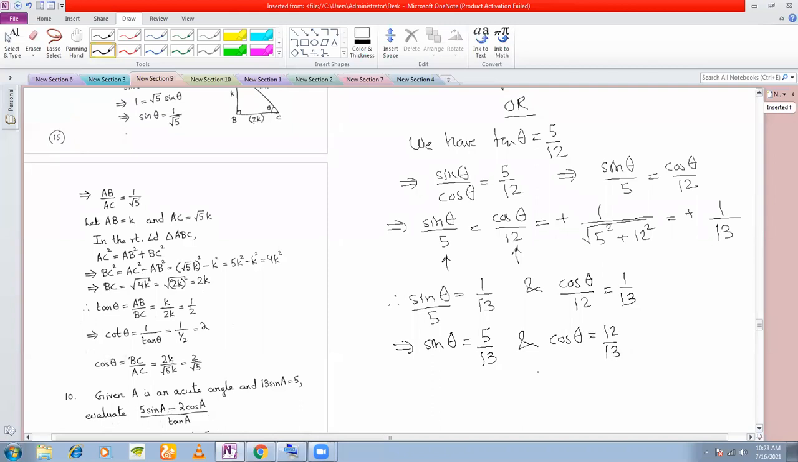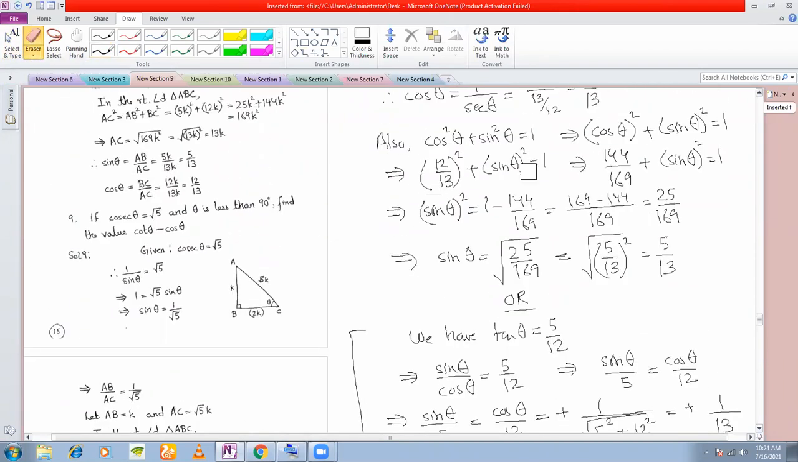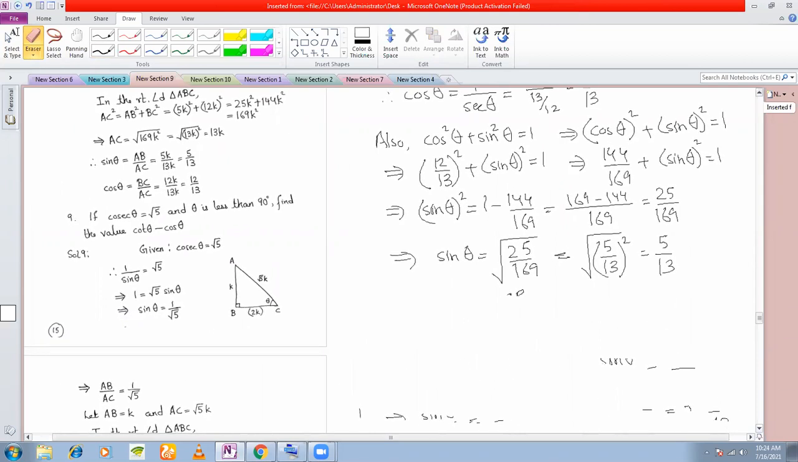That's it. In 2 lines you're getting it here. But this method is applicable only if tan theta is given. You can find sine theta and cos theta in this manner. This method is not there in your syllabus, I just mentioned it. Otherwise, you can always use the earlier method and the triangle method also.